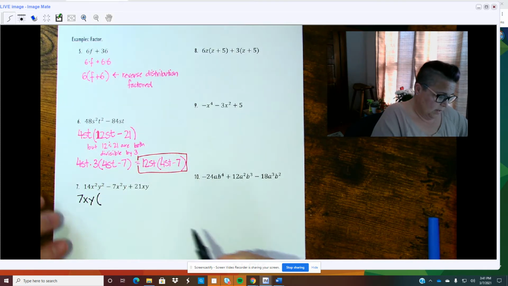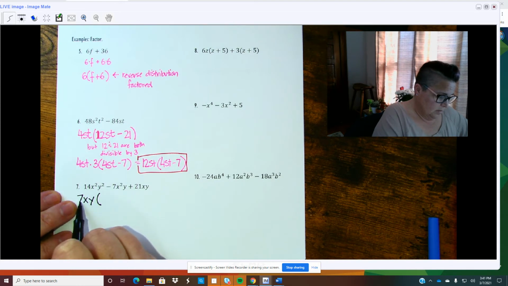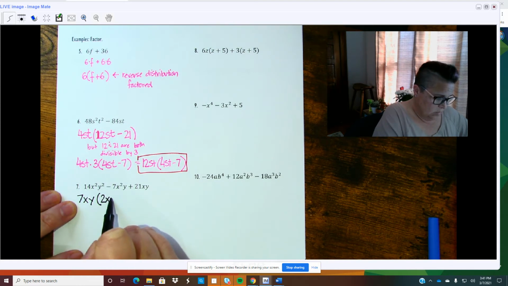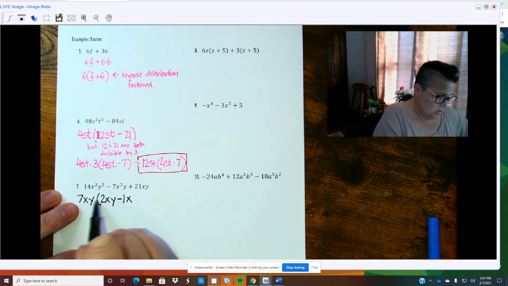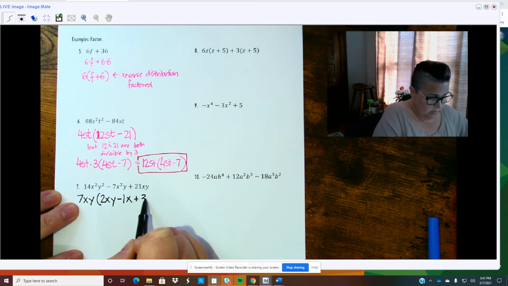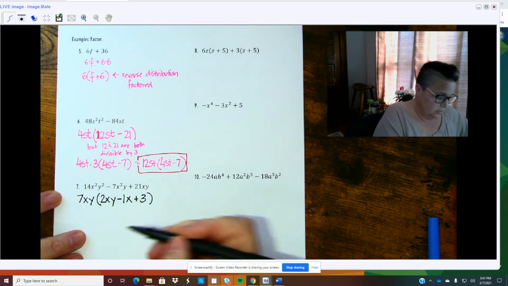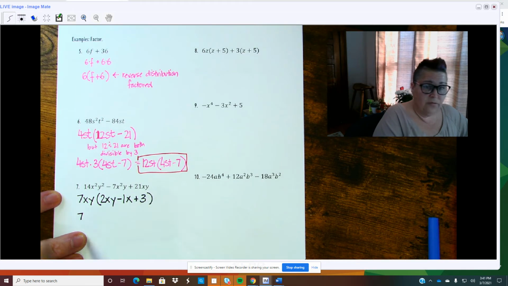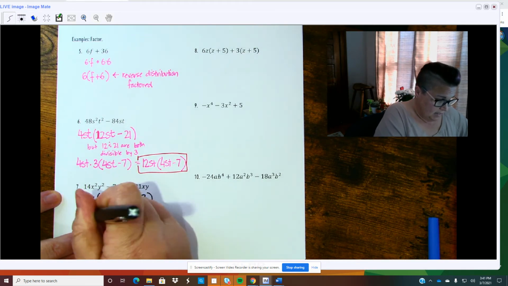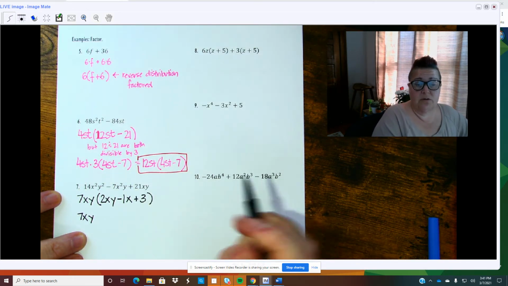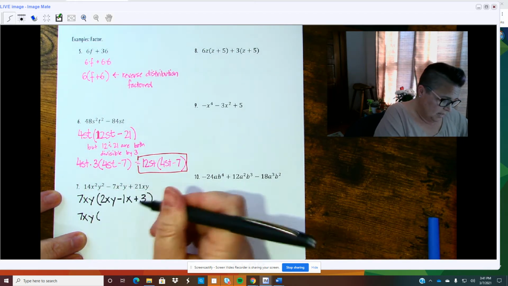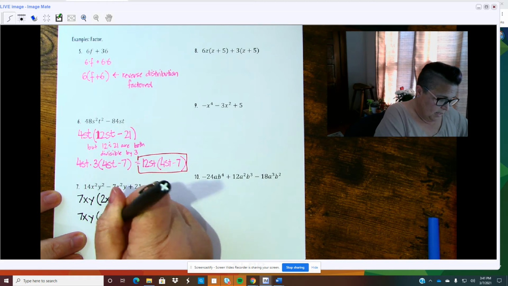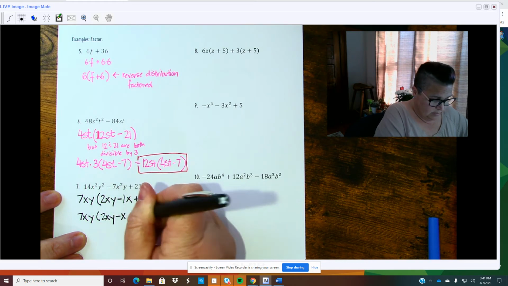That's going to leave me with a 2xy minus x plus 3. So my two factors here, well, actually I have four factors. I have the 7, the x, and the y. Each one of those is being multiplied, so each one of those is a factor. And then I have 2xy minus x plus 3.